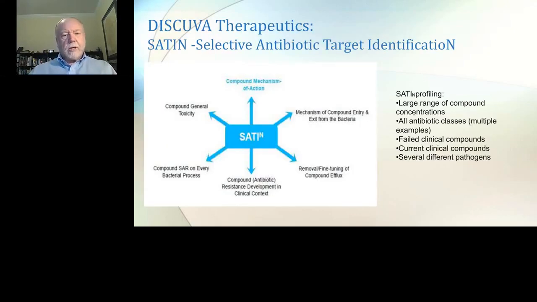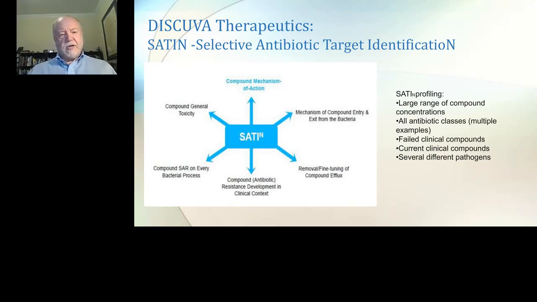A UK company called DISCUVA have two different what they call platforms. One is called SATIN, which, as you can see, is selective antibiotic target identification. And what they're doing here is they're looking at and adopting something like the Pew approach. They're looking at an array of different antibiotic classes. Some of them failed, some of them are current compounds that could do with a little bit of zip to make them more potent. And they're looking at a range of different pathogens simultaneously.